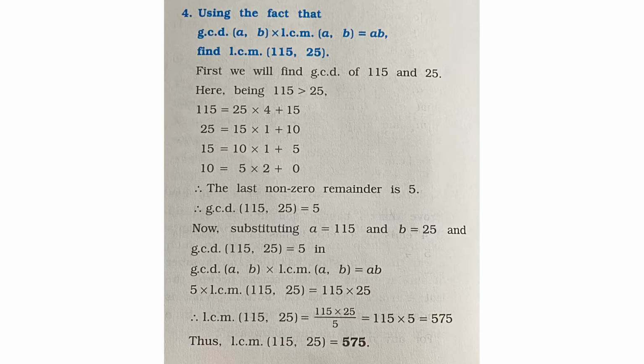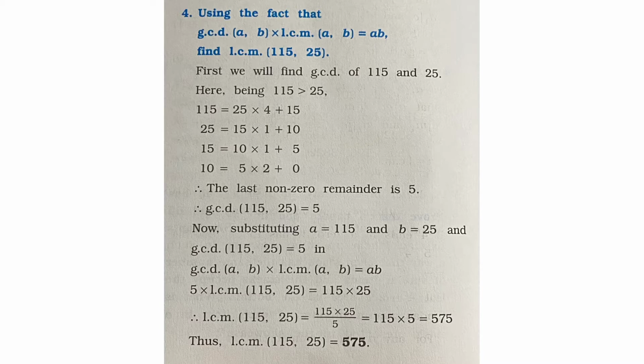Using the fact GCD of a, b into LCM of a, b is equal to a into b, find LCM of 115 and 25. Now 115 is greater than 25. So for finding GCD, we will divide 115 by 25 and we'll write it in the form a is equal to bq plus r, as 115 is equal to 25 into 4 plus 15.